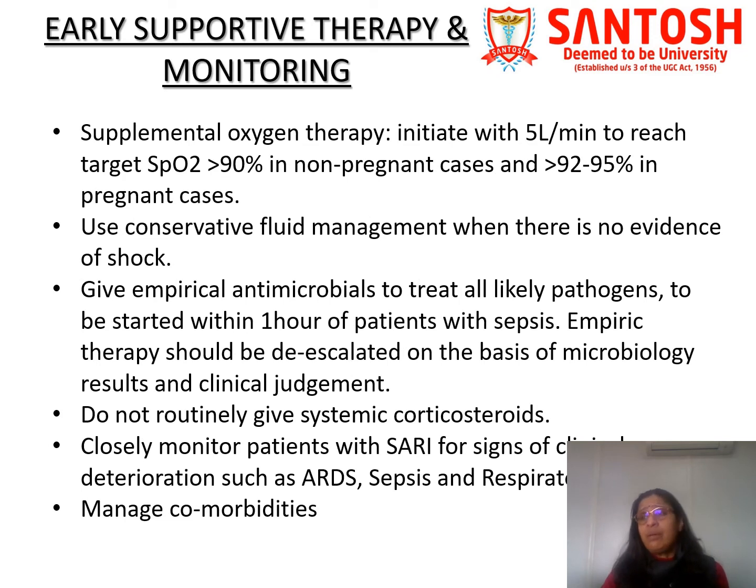So these are some of the symptoms, some of the signs, some of the clinical syndromes that are associated with COVID-19. So you can see the spectrum that ranges from very mild disease to very severe disease, which may become fatal later on. Now, what can be done or what should be done in such cases? Early supportive therapy and monitoring is the key.